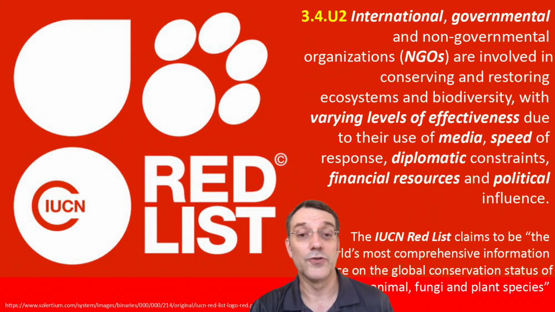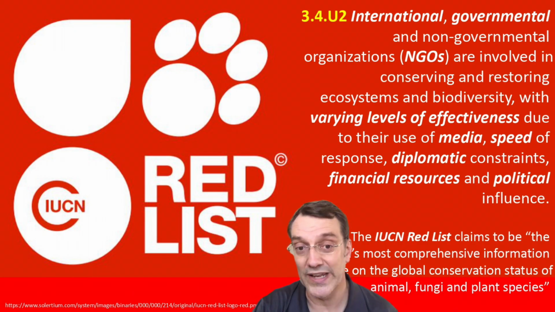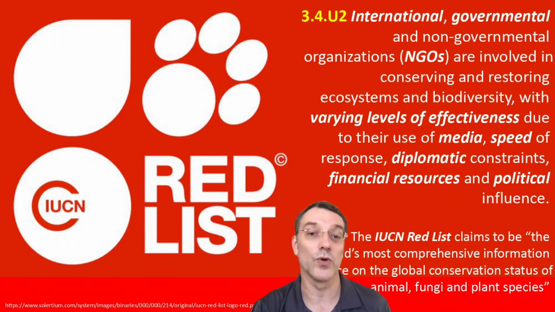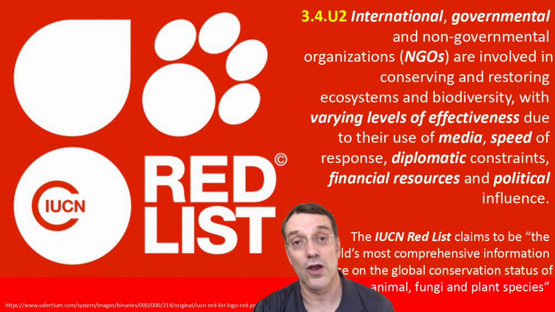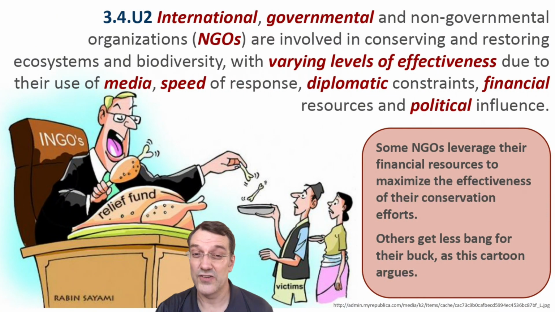The International Union for the Conservation of Nature's Red List exemplifies how organizations contribute to conservation. It serves as the world's most comprehensive information source on species conservation status, and that helps guide biodiversity conservation efforts around the world. Organizations' effectiveness can vary wildly from one organization to another.